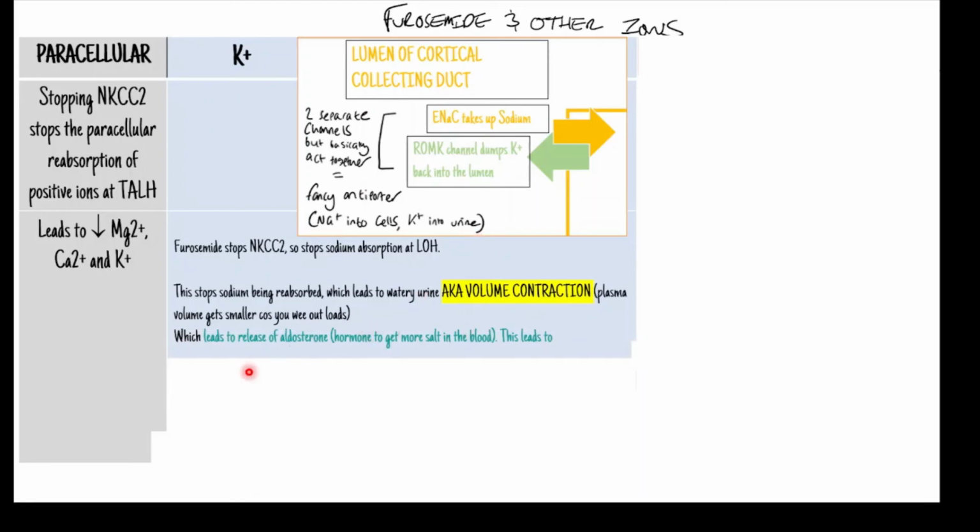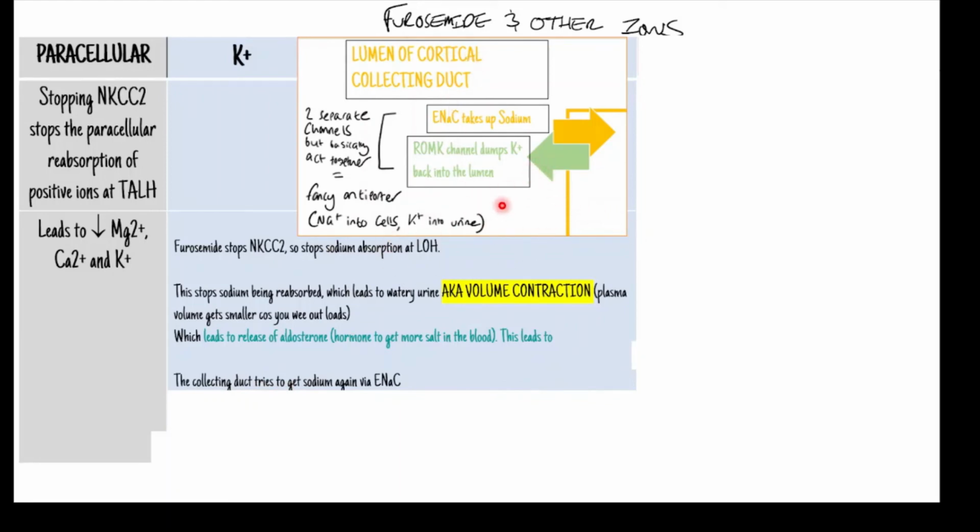The new thing here is that because your plasma volume decreases, this is sensed by your kidney, and this leads to the hormone aldosterone being released. We'll talk about aldosterone separately in a future video, but aldosterone is released in response to falling blood volumes. So this leads to the collecting duct trying to get sodium again.